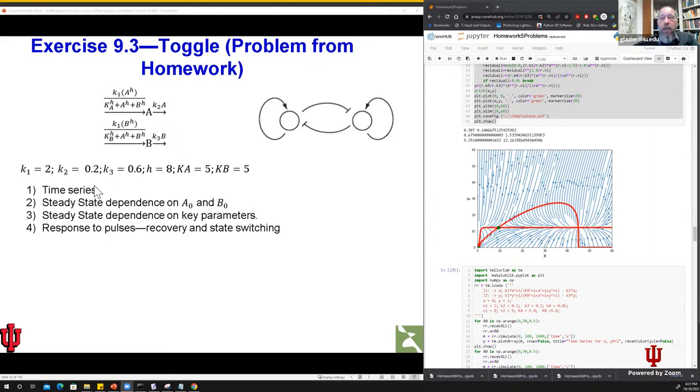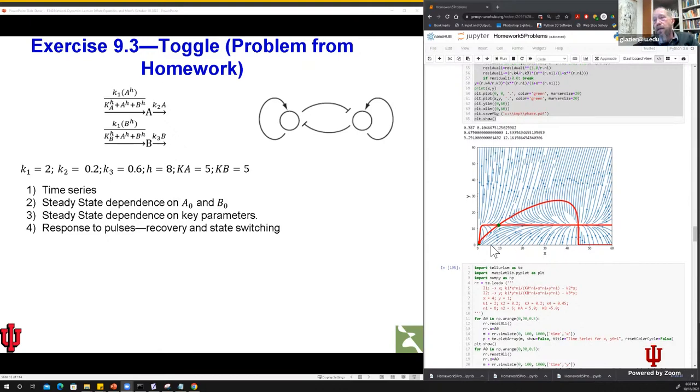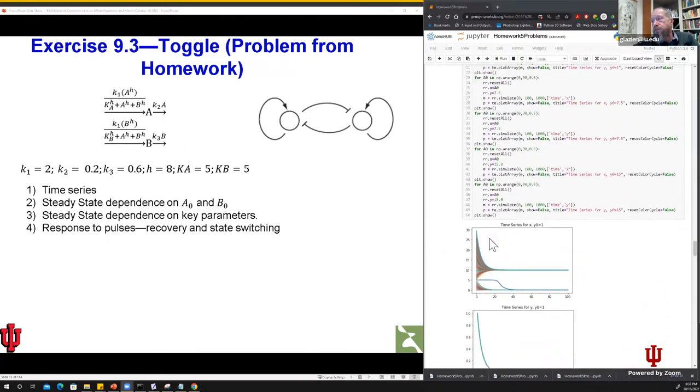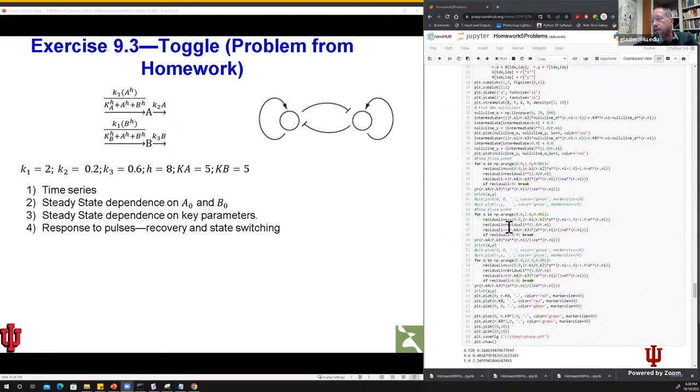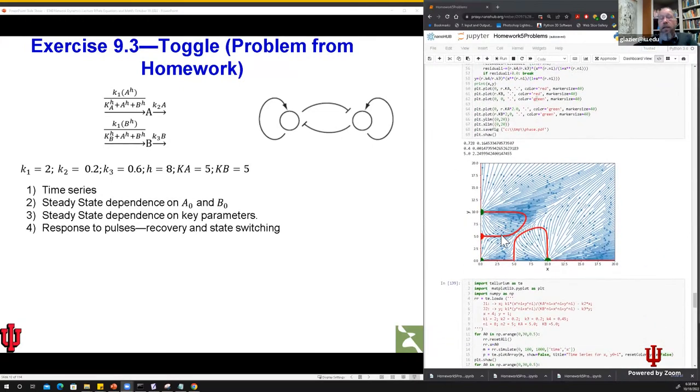And in the homework, I gave you an asymmetric toggle. I gave you K2 not equal to K3. And that's of some interest in its own right. But the toggle looks like this. And here I've symmetrized it, so I've set both K2 and K3 to the same value, in this case both 0.2. And the toggle, in a sense, is the opposite of the oscillator.